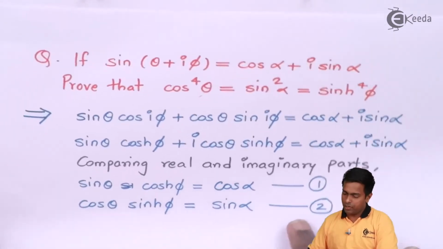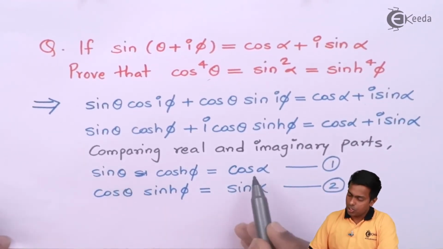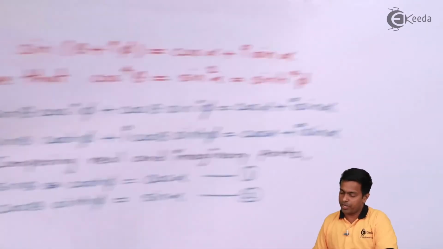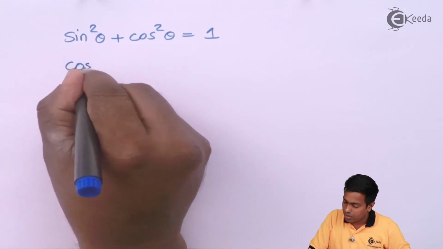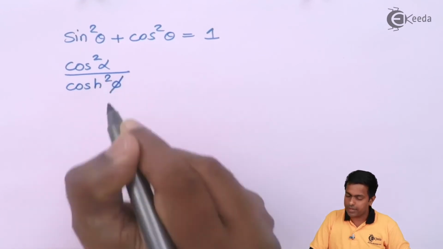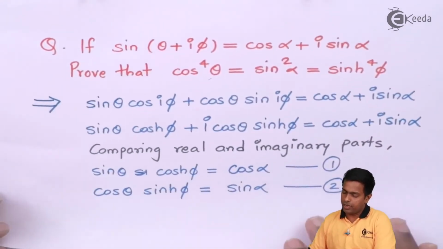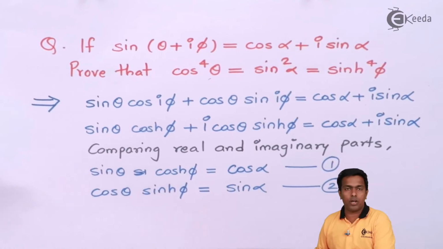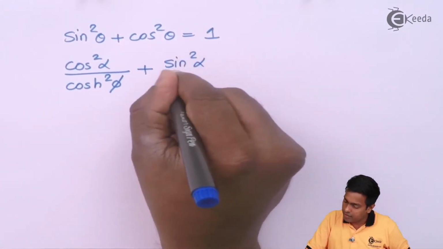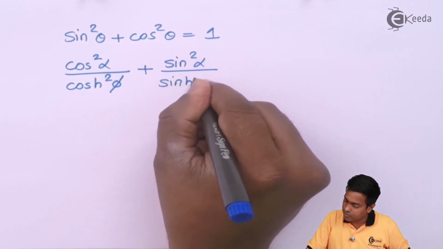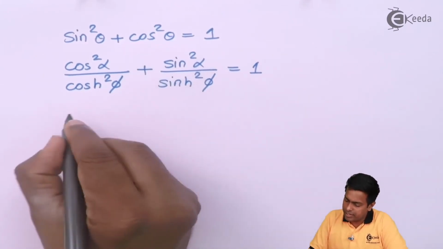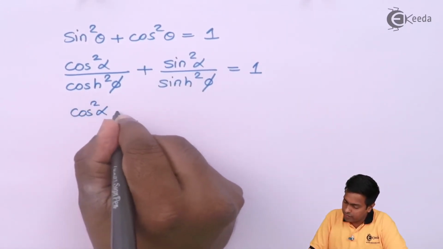So the value of sine theta is cos alpha upon hyperbolic cos phi. So we'll square it. We'll get cos square alpha upon hyperbolic cos square phi. Next, the value of cos theta is sine alpha upon hyperbolic sine phi. That will be sine square alpha upon hyperbolic sine square phi equal to 1. Now we'll simplify this. We'll get cos square alpha.